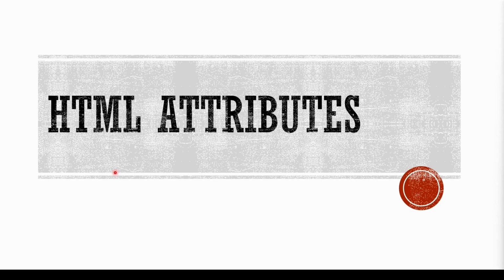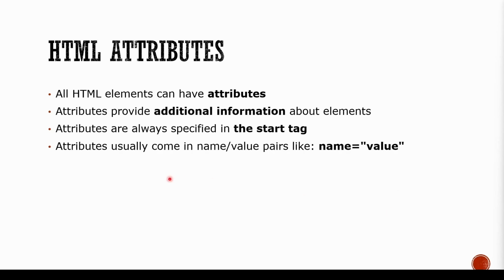In this video, we are going to learn about HTML attributes. So what are HTML attributes? All HTML elements can have attributes. Attributes provide additional information about the elements. Attributes are always specified in the start tag, so it's not going to be in the end tag. Attributes usually come in name and value pairs like this. So it must have a name, and in quotation, it is going to have a value.